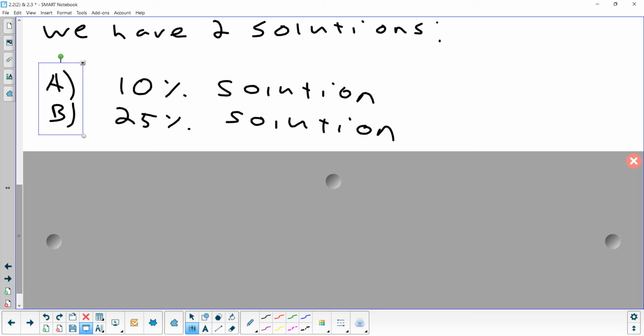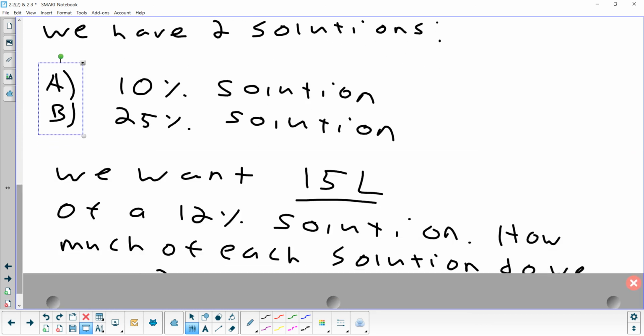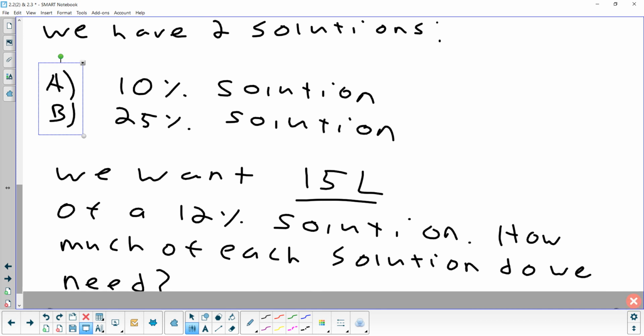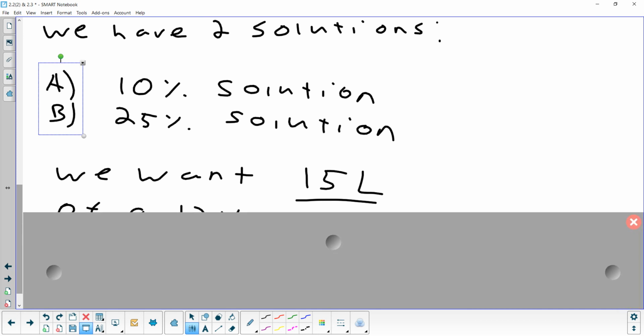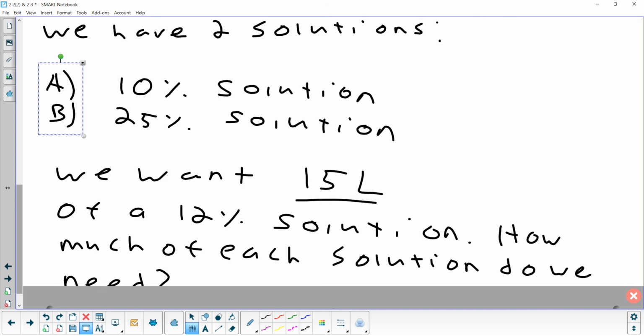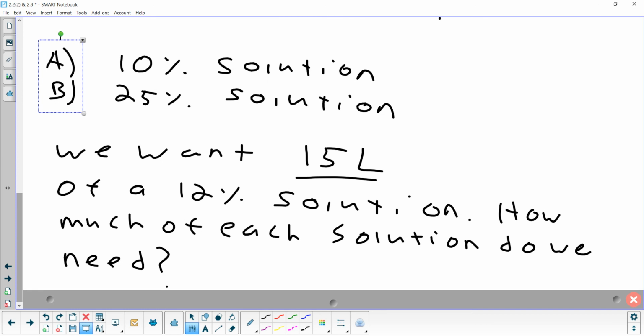I want to mix the 2 together so that I end up with 15 liters. And if that's all you knew, then there's a lot of answers to that. Well, how could I get 15 liters? Well, I could mix 14 and 1. I could mix 13 and 2. I could mix 10 and 5, 5 and 10. There's lots of things I can mix to get 15. But the key is I also want it to be exactly 12%. So let's see if we can set up our 2 equations and solve.